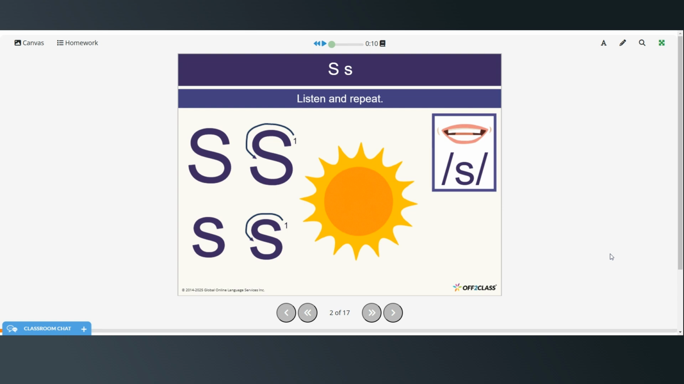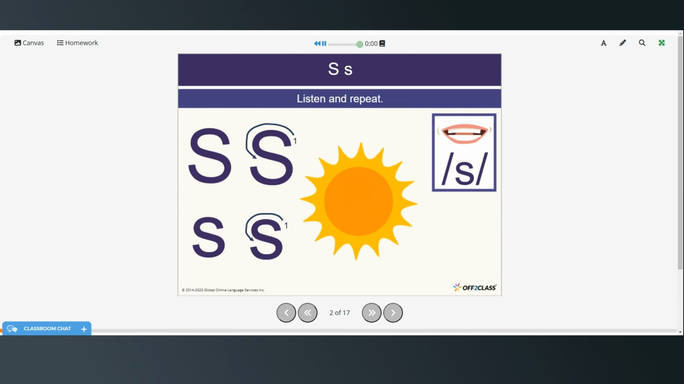All right, so listen and then repeat. We also have how to write the letter. So if you're unfamiliar, if your language uses a different alphabet, or if you've not learned to read and write, you can use these guides as far as how to write both the uppercase or capital and lowercase or small versions of the letter. S, s, s.